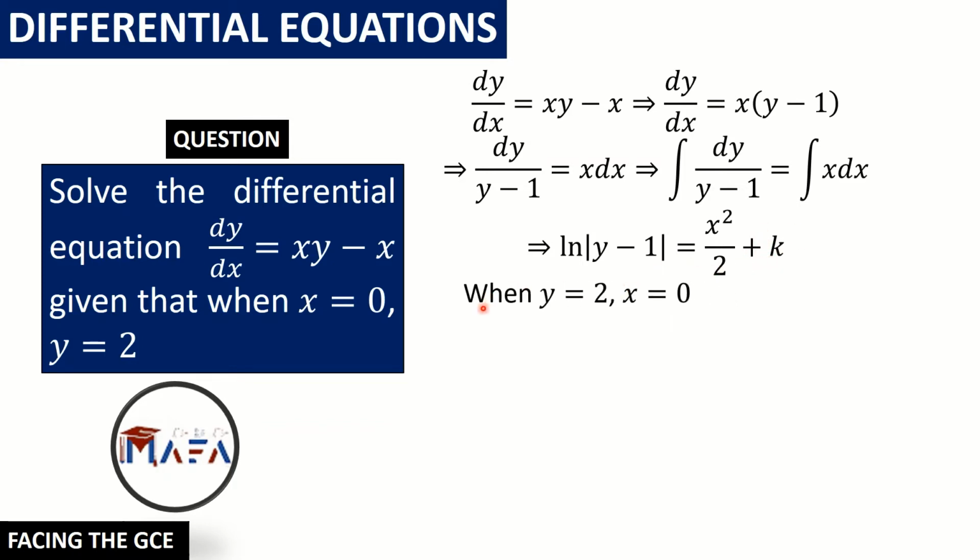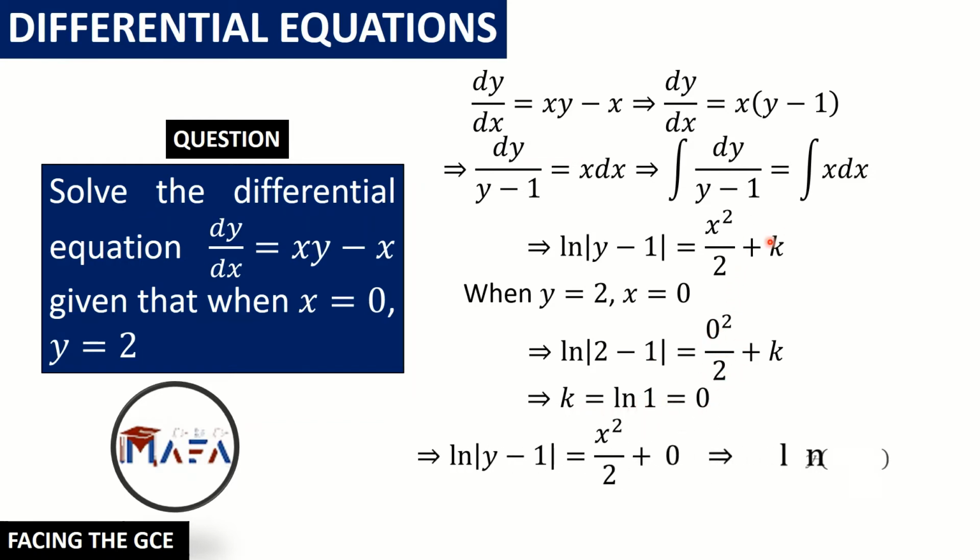Alright, so we now need to fit in our initial conditions. When y is equal to 2, we have x is equal to 0. So we fit y to be equal to 2 here and we fit x to be equal to 0 here, and we look for the value of k. Now the ln of 2 minus 1 is the ln of 1, and the 0 here is just 0, so k is equal to the ln of 1, which is 0.